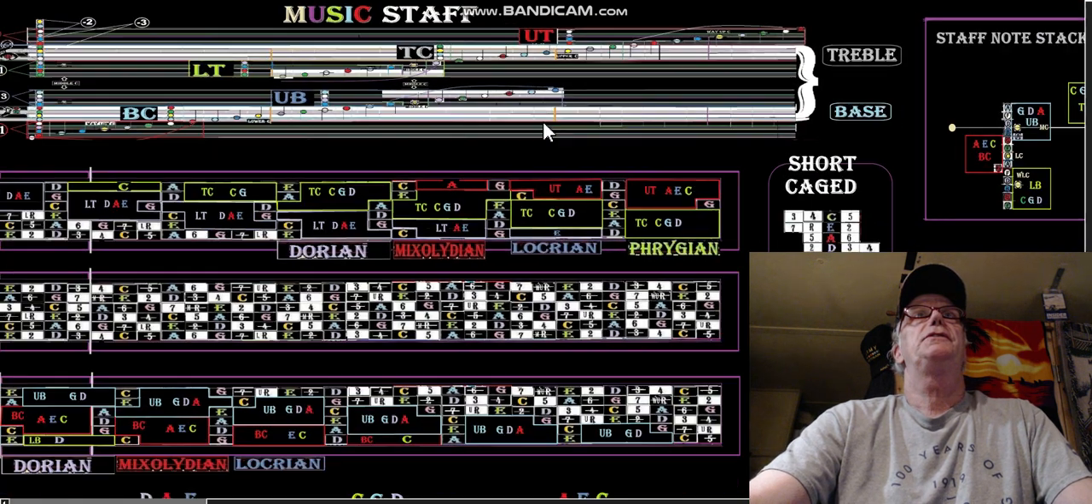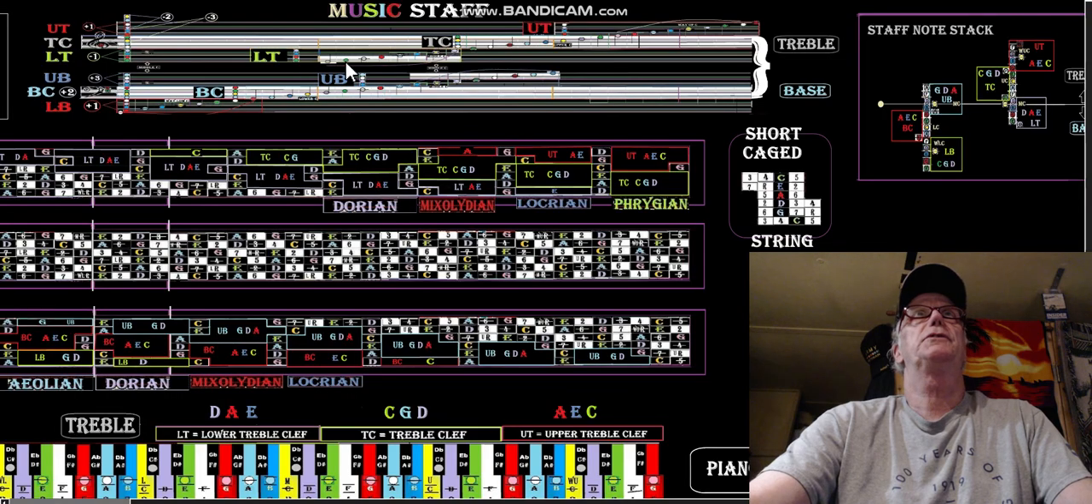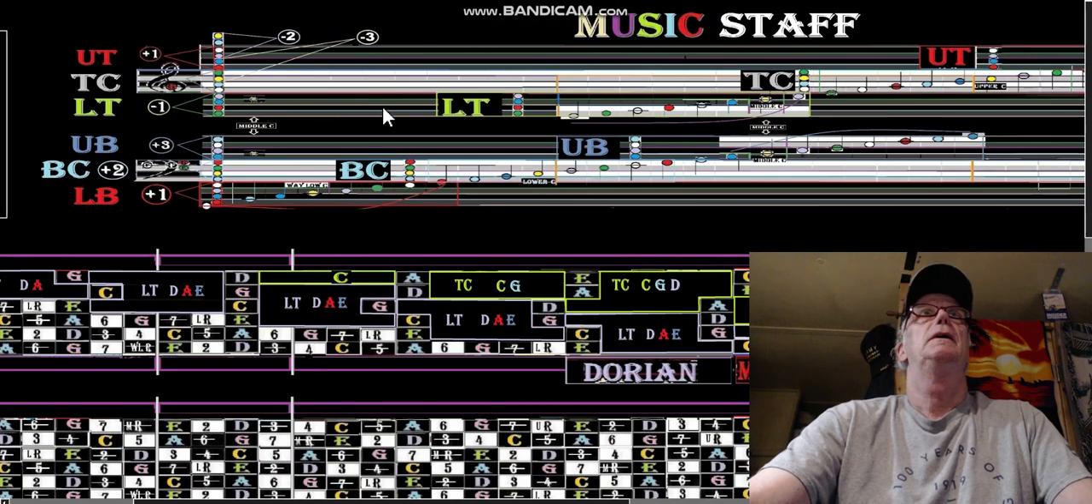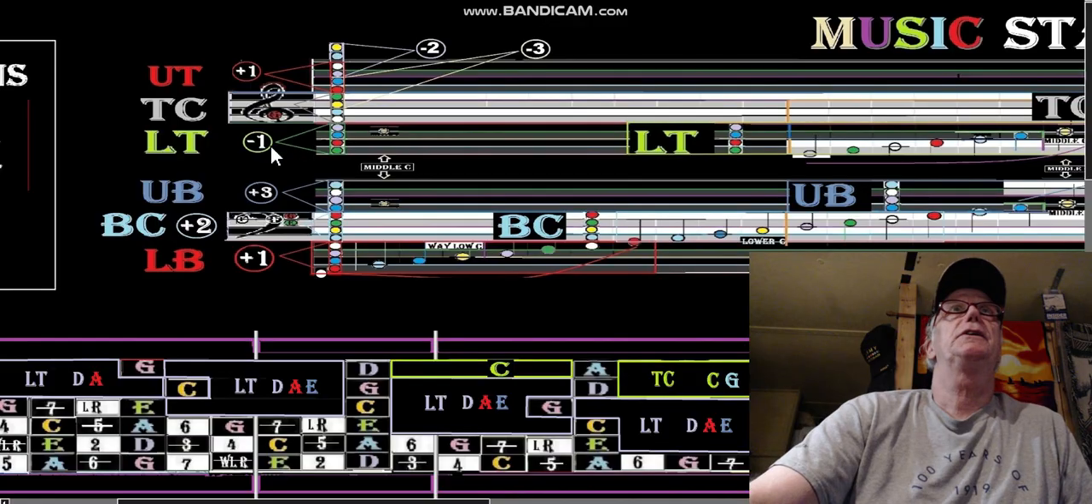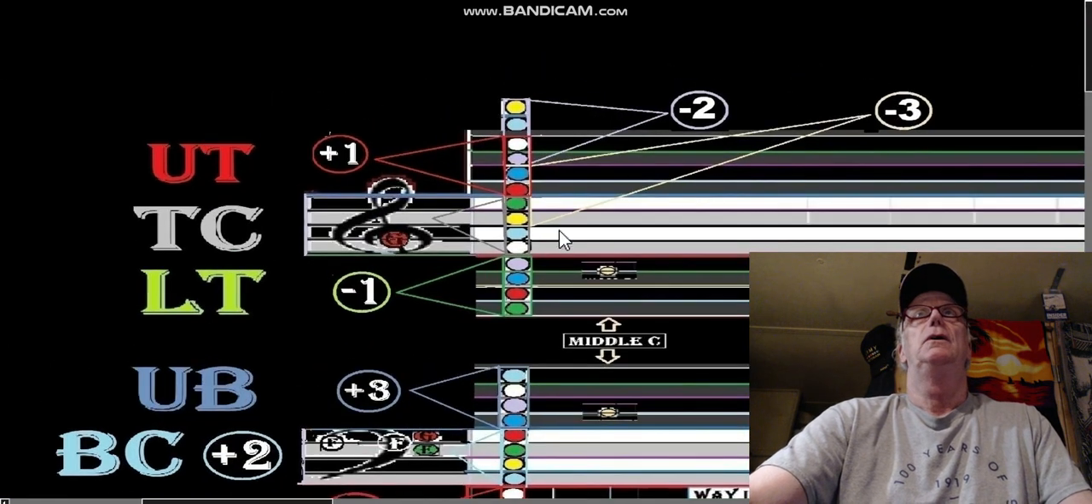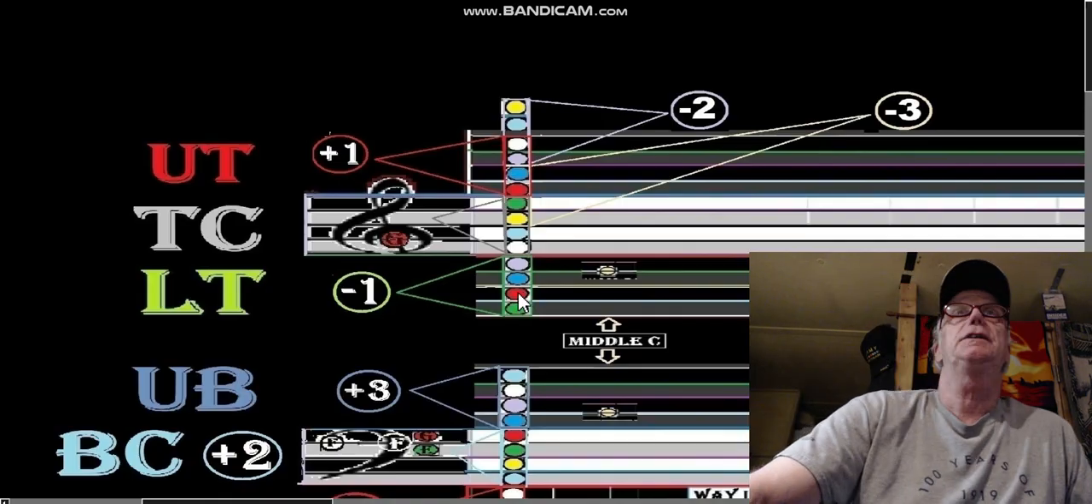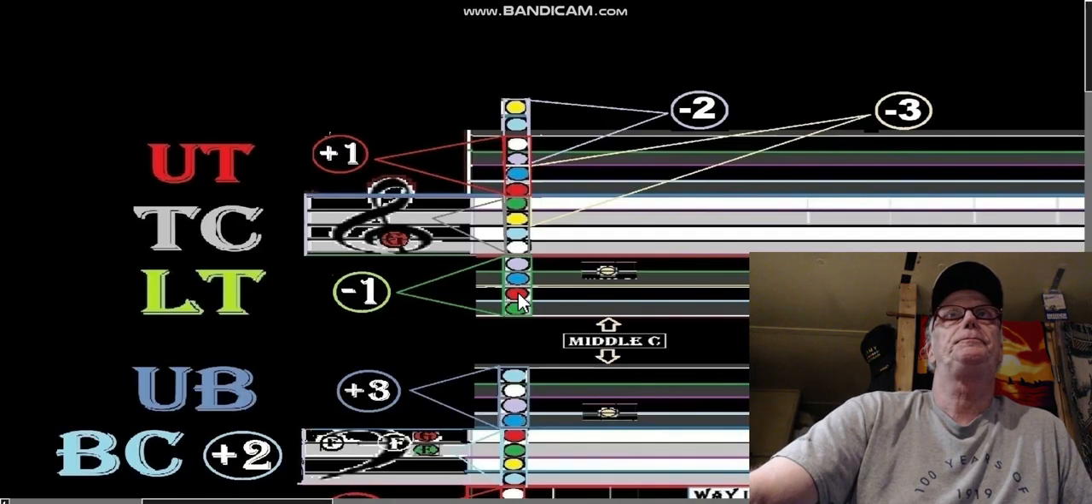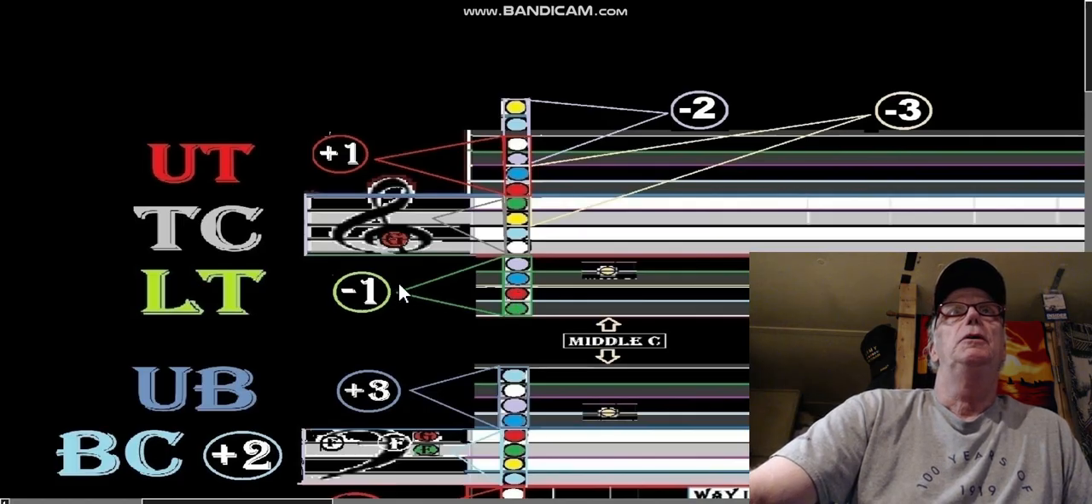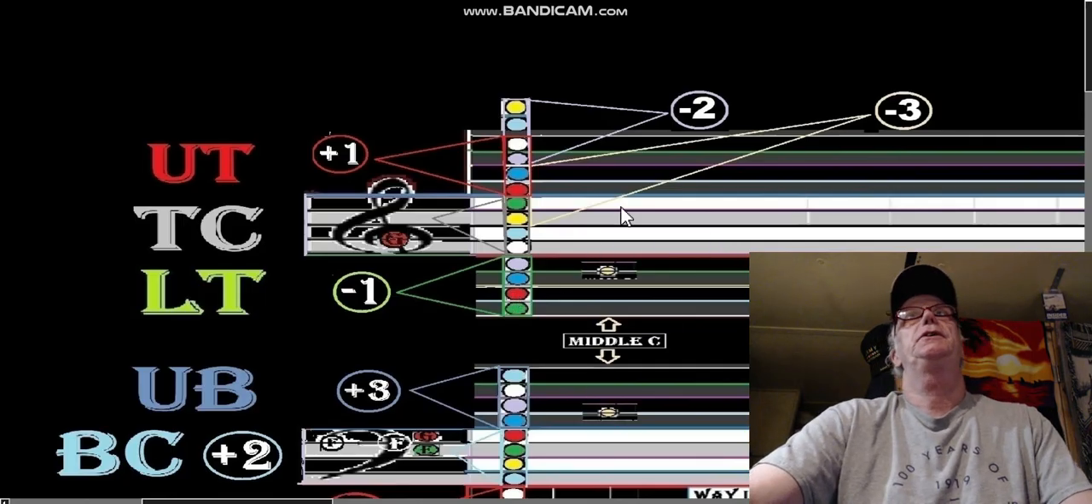Let's go and see what's going on here. Of course, lower treble is going to be down here. We've got the offsets here, if you want to play the lower treble clef by looking at it as if it was the treble clef. So let's say we want to look at this note here. We know what it is. It's red, it's G, a low G. But looking at where it is, if we pretend that this is the treble clef, it would be an A. -1 is a G. So that's what the offsets are about.